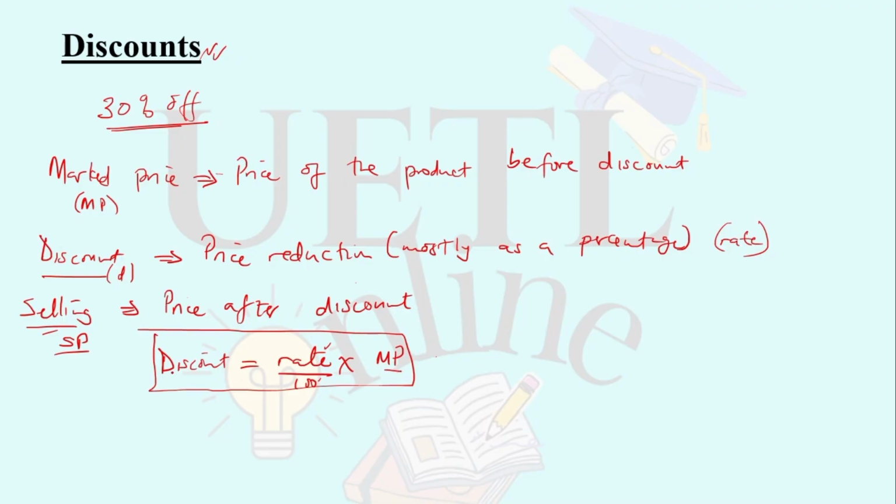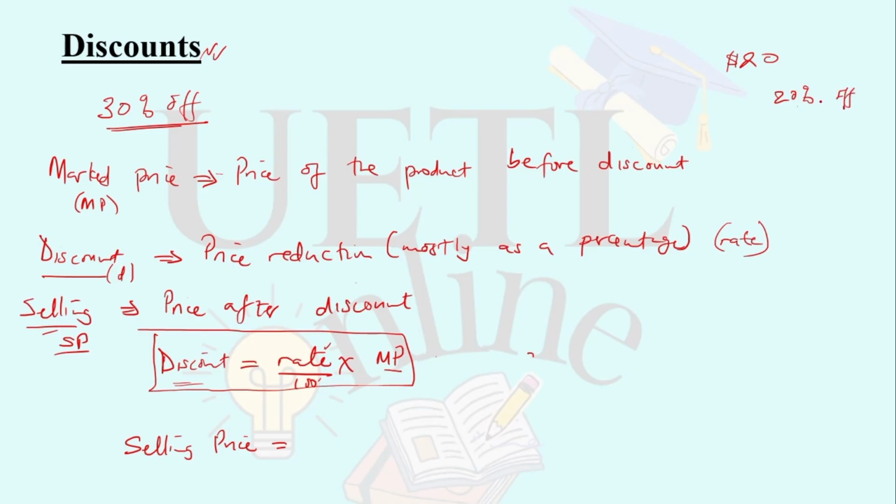Okay, this is when it is given as a percentage. When it is given as a price, we just take that price as the discount. Now let's see how we find the selling price. The selling price is the price you are going to buy a product with. Say you find a product marked $20 and it is written 20% off.